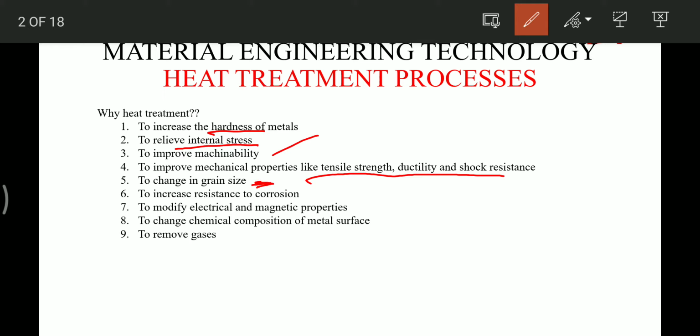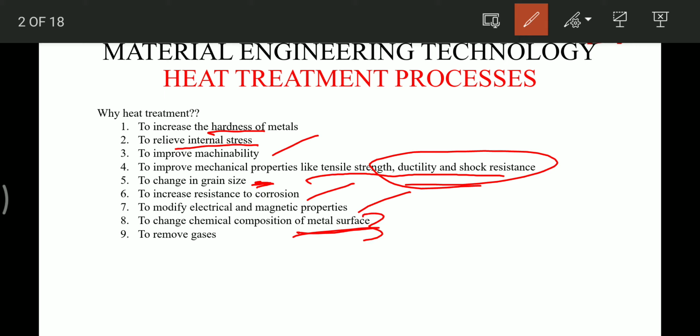It is done to enhance these properties, to increase the resistance to corrosion by adding alloying elements, to modify electrical and mechanical properties, to change the chemical composition of the metal surface, which is done for surface hardening and surface heat treatment, and to remove the trapped gases. So friends, this is the reason why heat treatment is carried out on a workpiece.